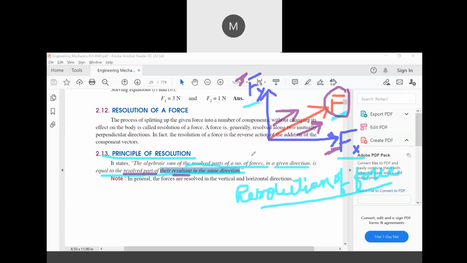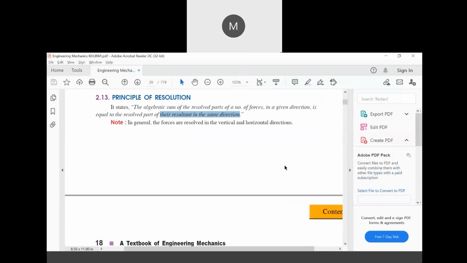In the same direction. It means if you resolve these two forces, the inverse of the previous step, then the algebraic sum of these resolved parts is equal to the resolved part of the resultant in the same direction. So in general, the forces are resolved into vertical and horizontal directions. Okay.